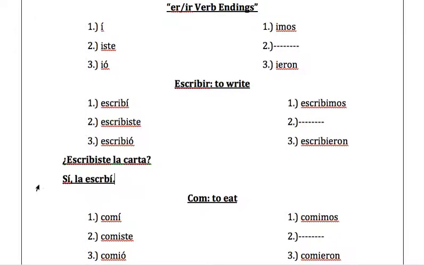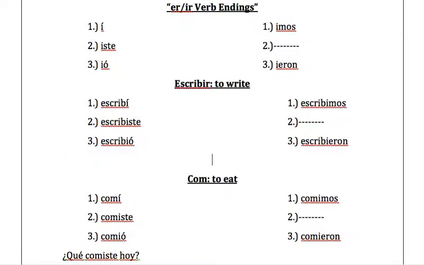Yes, I wrote, referring to the letter. Put I right there. Escribí. I wrote 3 pages last night. Escribí 3 páginas anoche. There you have it, the preterite tense conjugation.